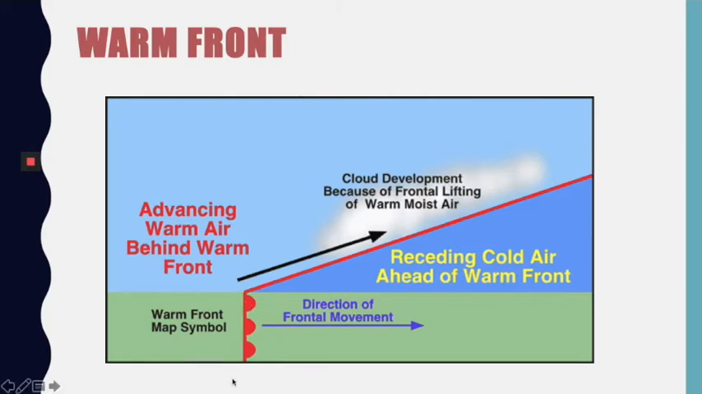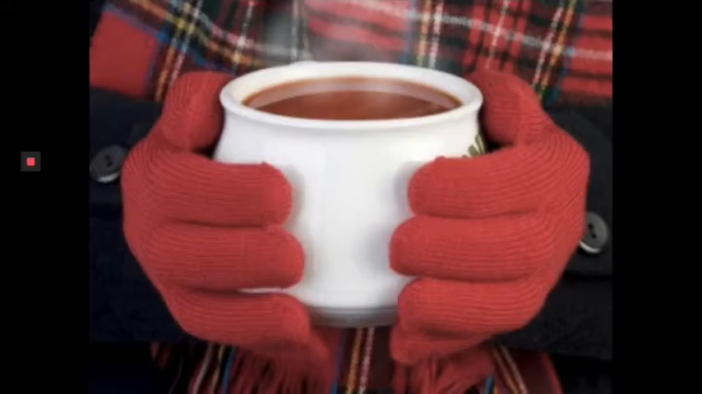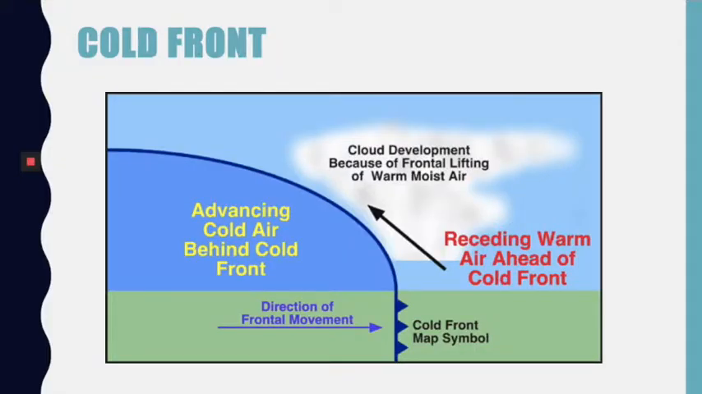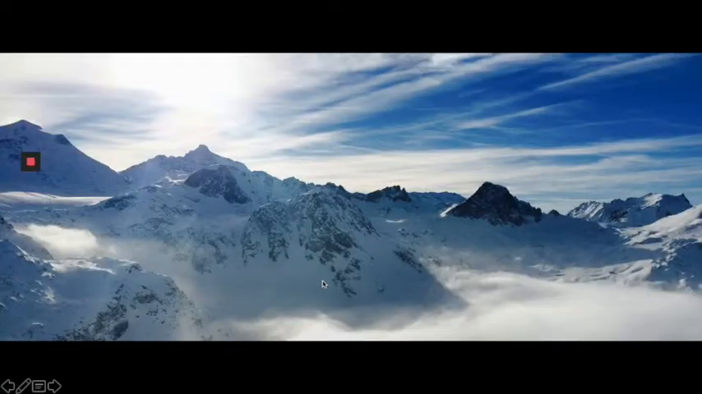You can see the symbol for warm front is there. Pretty easy to remember because red often means warm. A cold front, on the other hand, is when we have cold air that kind of slides underneath, forcing warm air up and out of the way. And again, those blue triangles kind of look like mountaintops, which are cold, duh.